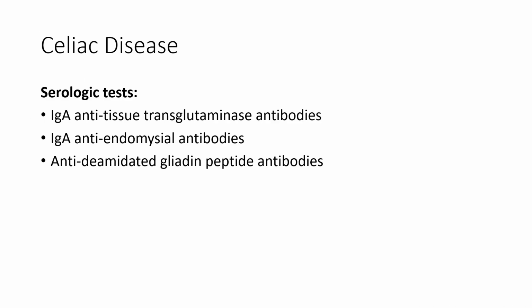Patients with celiac disease often have autoantibodies in their blood that can be tested for. These include IgA antibodies against tissue transglutaminase, IgA anti-endomysial antibodies, and anti-deamidated gliadin peptide antibodies.